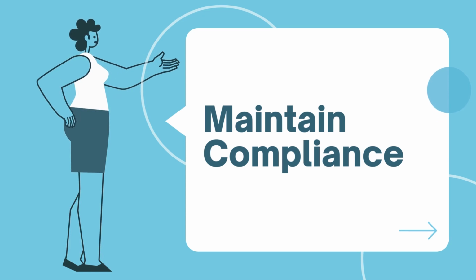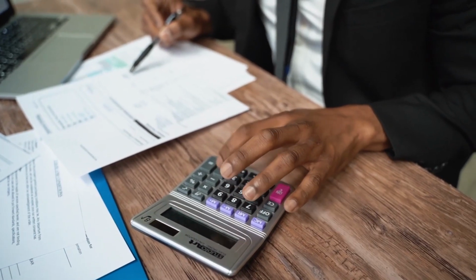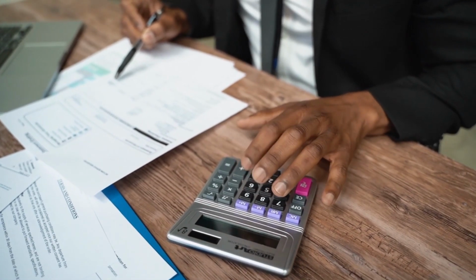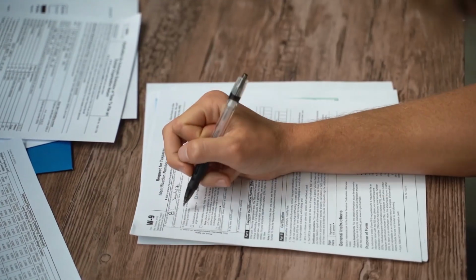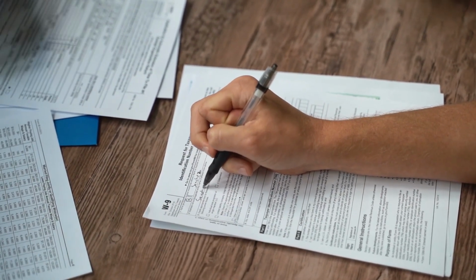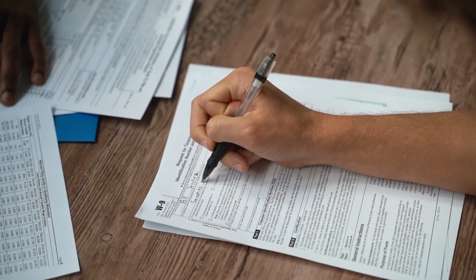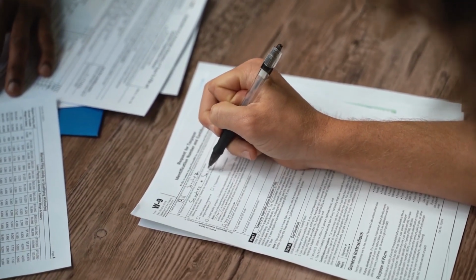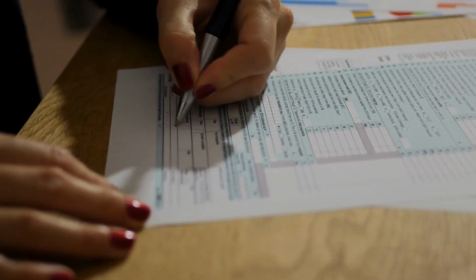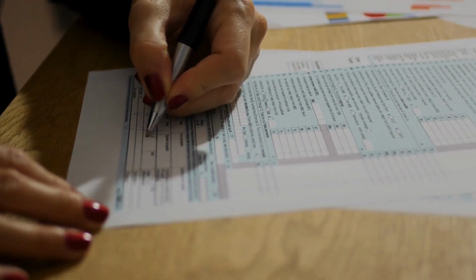Stay compliant with the ongoing S Corp requirements, including yearly filings, maintaining proper records, and adhering to corporate governance practices. By following the steps outlined in this guide, you will be well on your way to enjoying the unique tax benefits and corporate structure of an S Corp. Remember to stay compliant with ongoing requirements and don't hesitate to consult a professional if needed.